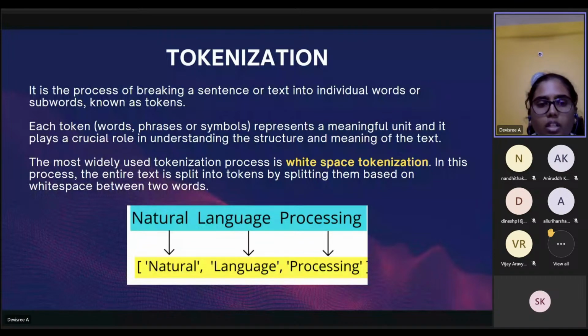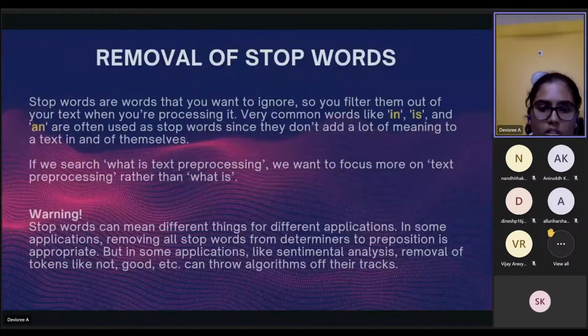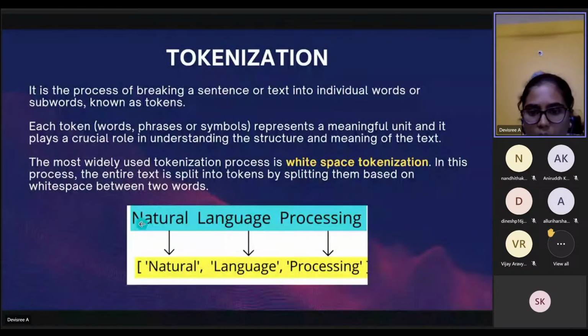Here the token represents a meaningful unit, the smallest unit which has meaningful information that can be used by the models to extract meaningful information out of it. As you can see in the example, natural language processing, when you tokenize that, it returns a list with each of the words as its elements.